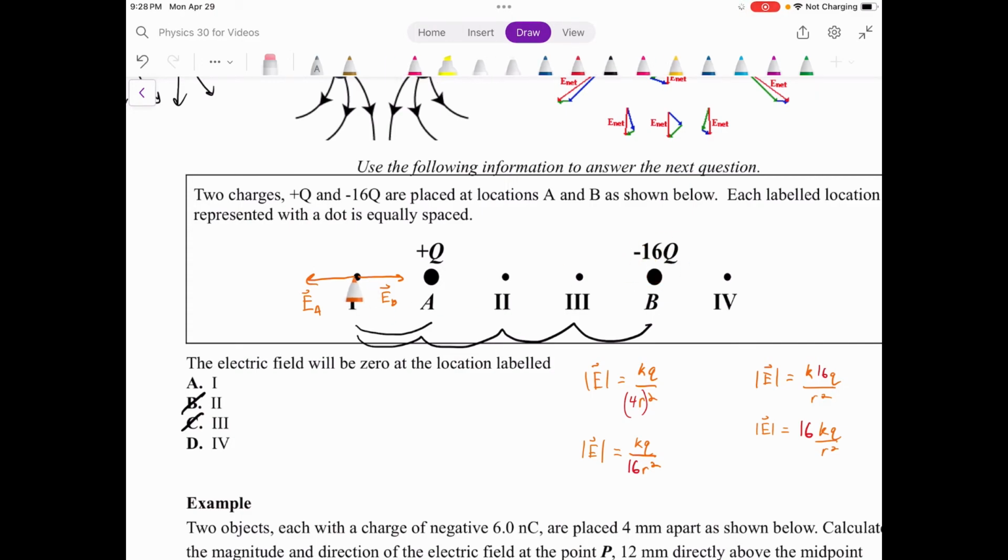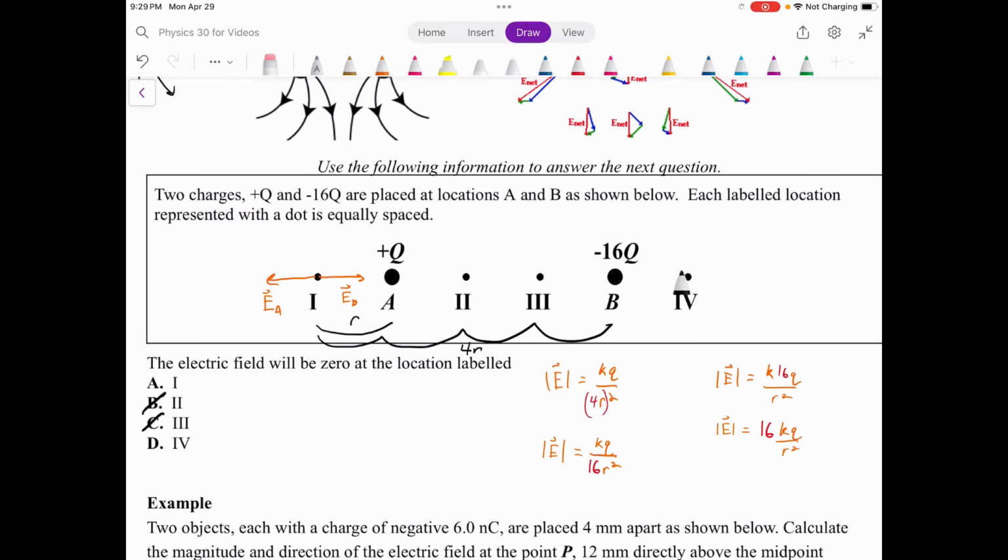So the electric field should actually have the same magnitude from charge A at position 1 as it does from charge B at position 1, but in opposite directions. So those would add to give us 0. And just to make extra sure, let's look over here at position 4, right?